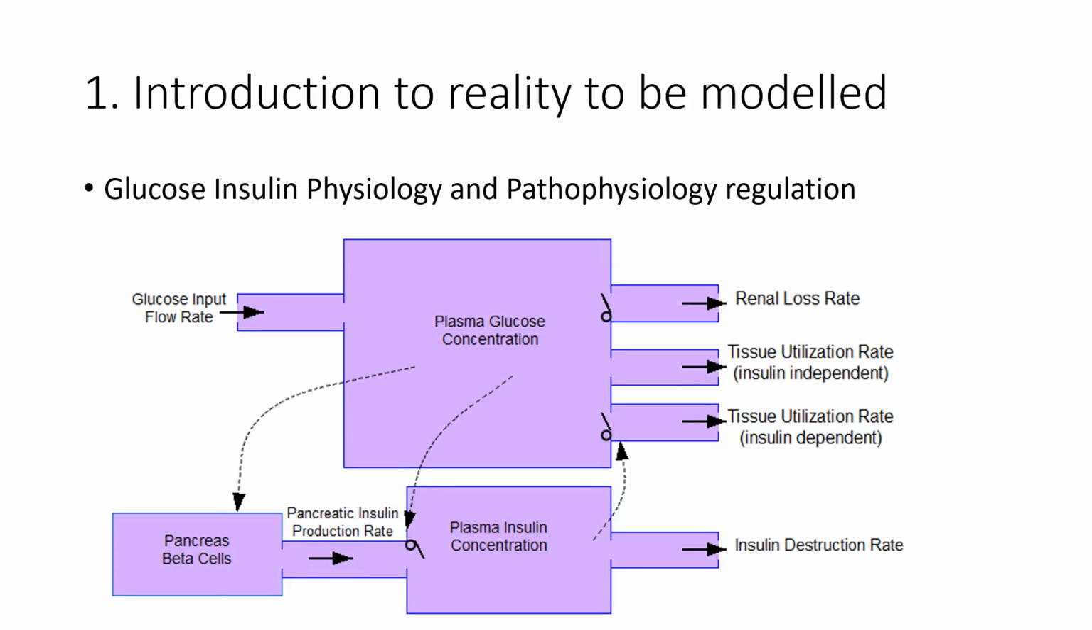The first step is introduction to the reality to be modeled. In our case, we chose the glucose insulin physiology and pathophysiology regulation model, and it can be simplified using this schema. There are 2 compartments, glucose concentration and insulin concentration. A high glucose concentration triggers an increased production rate of insulin, and the insulin concentration triggers tissue utilization of glucose.